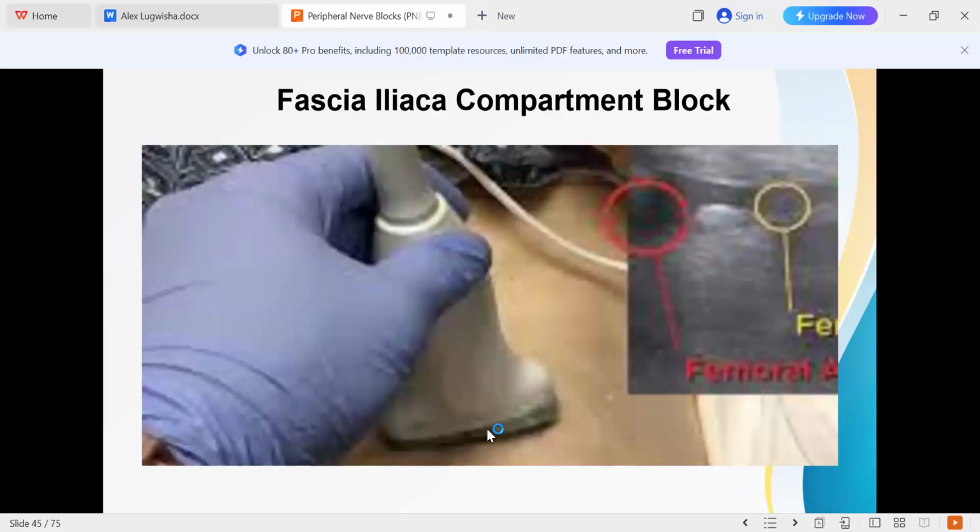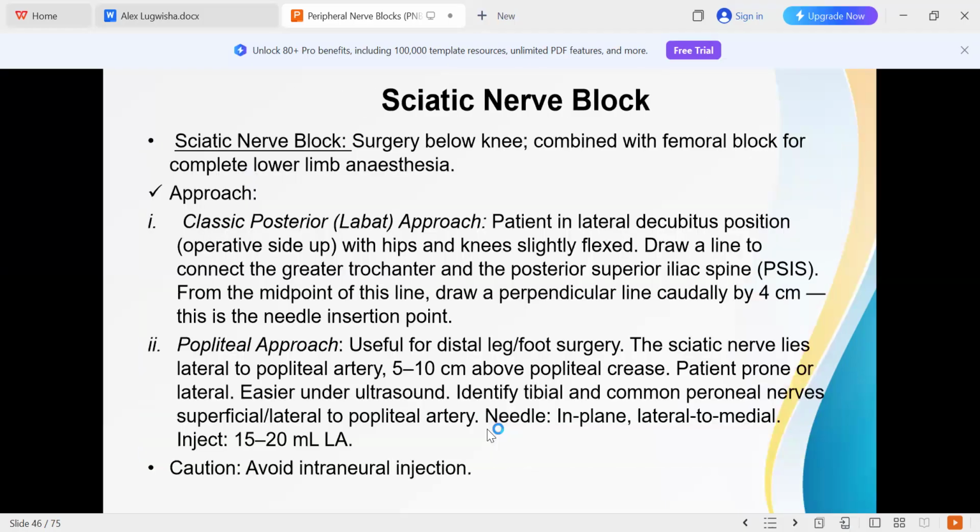The sciatic nerve block is usually indicated for surgery below the knee, and sometimes is combined with a femoral block for complete lower limb anesthesia. There are 3 approaches. We have the Labat approach, which is the classical approach. You put your patient in the lateral decubitus position, operative side up, with the hips and knees flexed. This actually allows for patient's comfort.